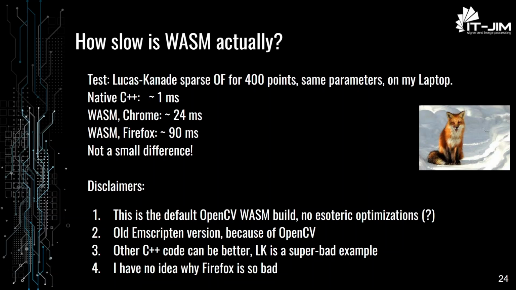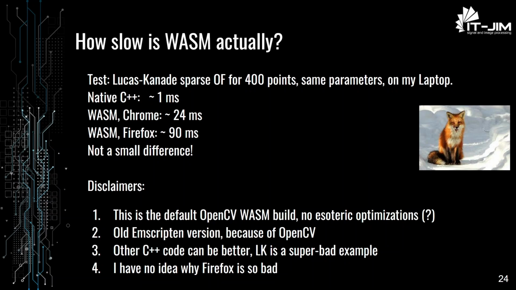The next question, I told you WASM is slow compared with native code. How slow? Let's take one particular test, Lucas Kanade. Okay, maybe it's a bit extreme test because usually things are not that bad, but on the other hand, it's not unusual. On my laptop, native C++ for the same image size, same parameters, takes about 1 millisecond. WASM in Chrome takes about 24 milliseconds. WASM in Firefox takes about 90 milliseconds. It's not a small difference, 20 times almost, or 90 times. Firefox is worse for some reason.